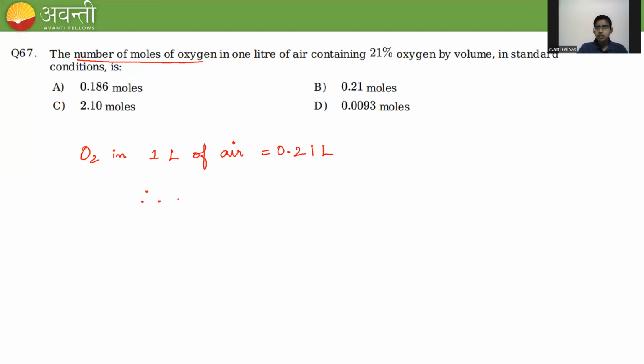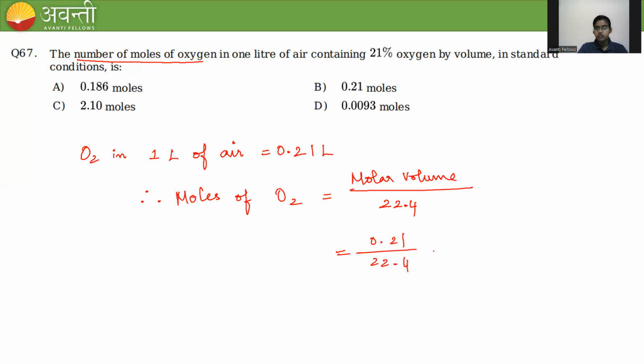Now to find the moles of oxygen, the moles of oxygen is equal to the volume divided by the molar volume 22.4, right? So it is equal to 0.21 by 22.4, which will be equal to 0.0093. It is 93 times 10 to the power minus 4 moles. So we are getting option D as the correct answer for this question. So option D is correct. So this is the formula that you are learning from this question.